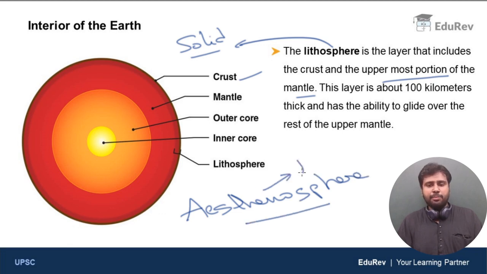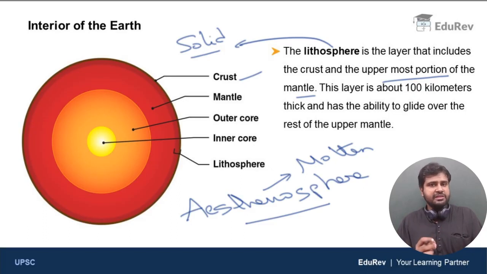Now, the asthenosphere is molten. Due to the high temperature found there, the material present there is molten. When you say molten, it is semi-solid. Clear? Let me repeat this one more time. The top 100 kilometers is lithosphere and it is solid. Below the lithosphere, you have a layer called the asthenosphere, which is molten or semi-solid. It is molten because the temperatures are very high, and such high temperatures will melt the rocks that are present there. The asthenosphere is molten and the asthenosphere is plastic.